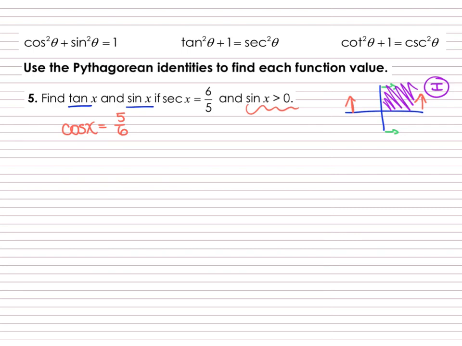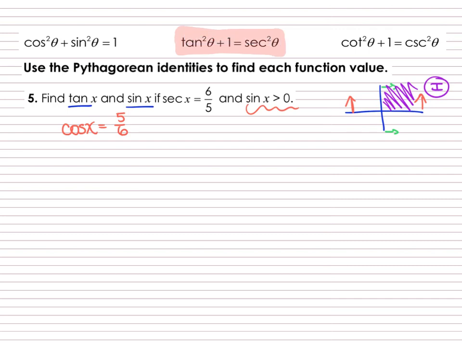So we know cosine of x. We're using Pythagorean identities. We're trying to find tangent. We know secant, and we're trying to find tangent. What would make the most sense would be to use our second trig identity, tan squared theta plus 1 equals secant squared theta.